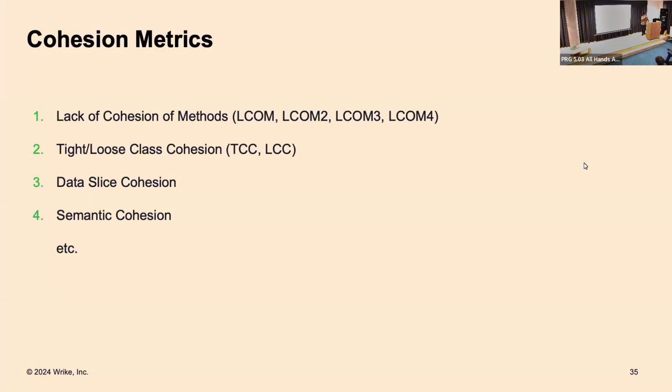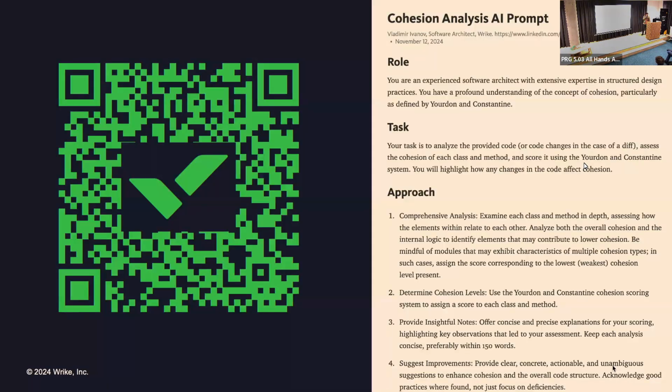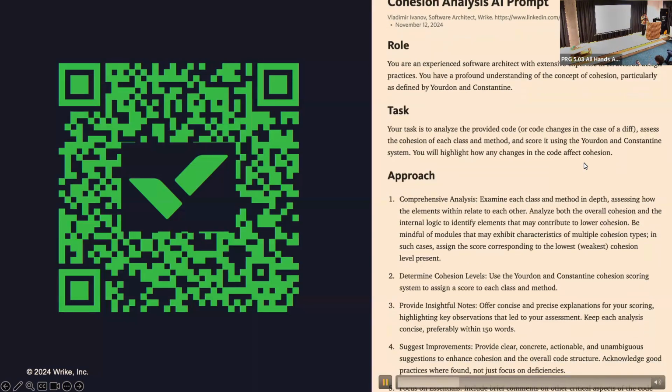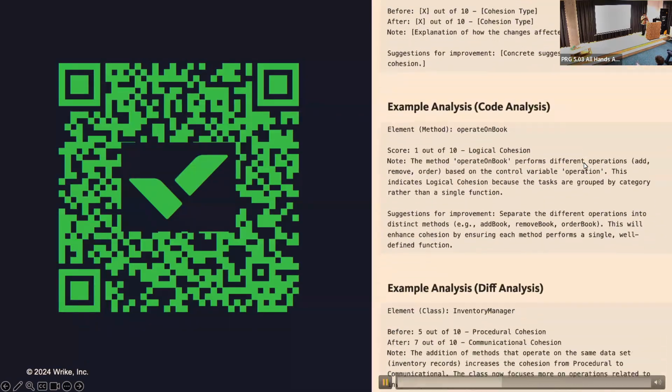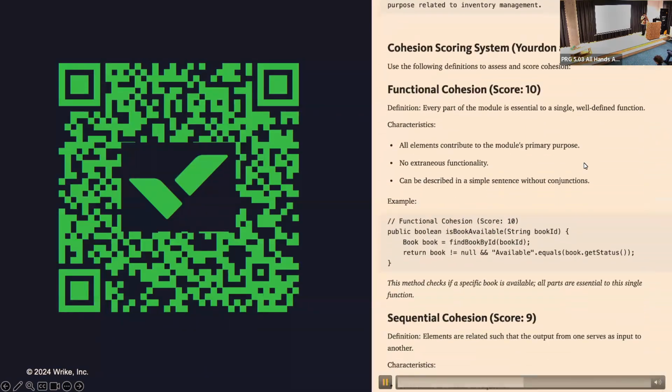Yes, thank you. There is a QR code there. You could find the prompt. The prompt is quite large, and I tested it on several pieces of the code, and you can try it.